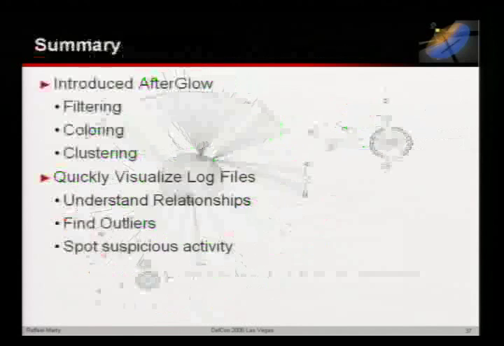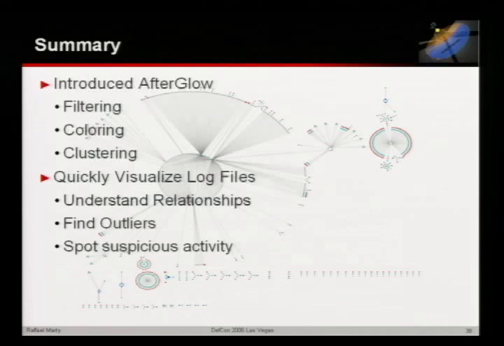All right, so let's go to the summary. We looked at Afterglow. You can do filtering. You can do coloring. You can do clustering if you get brave. And why would we do all that? Well, I hope I was able to show you a few use cases where I was able to find my port 100 that I connected to, or if you find the bogon address space, you find outliers, you find relationships among things, who's talking on the network.